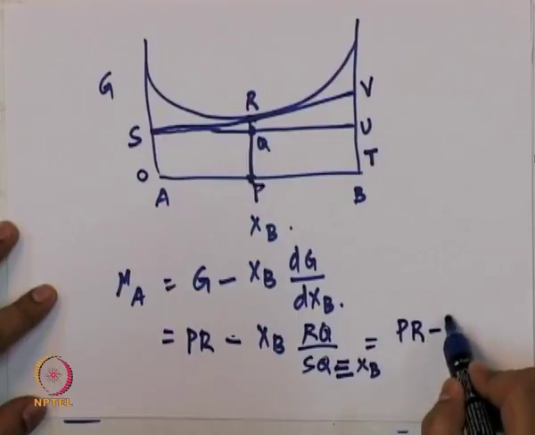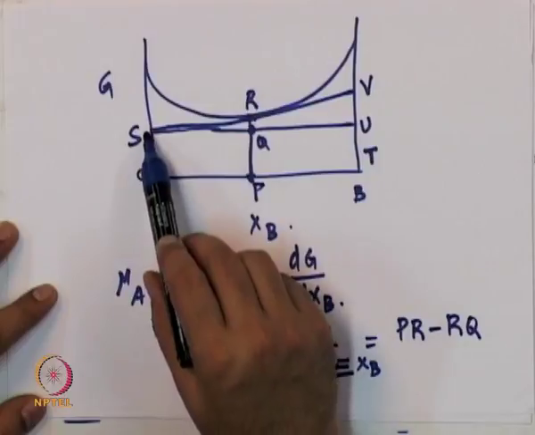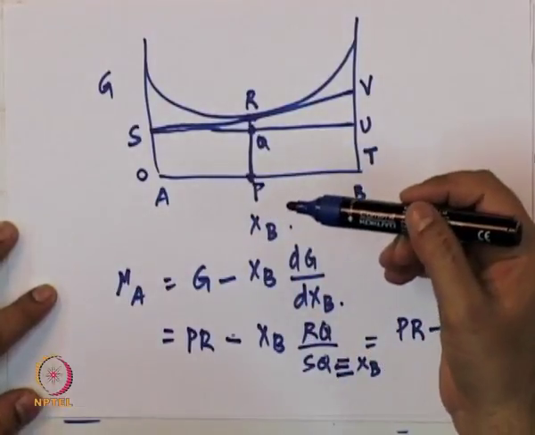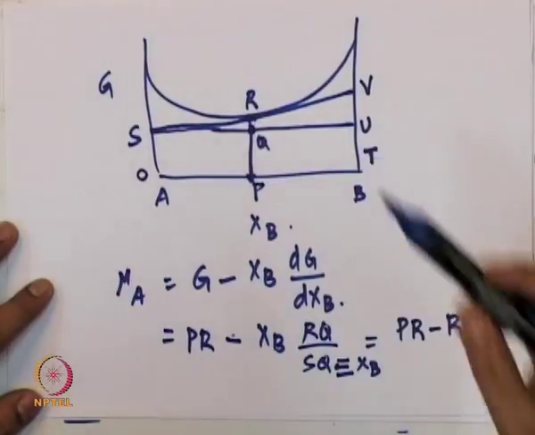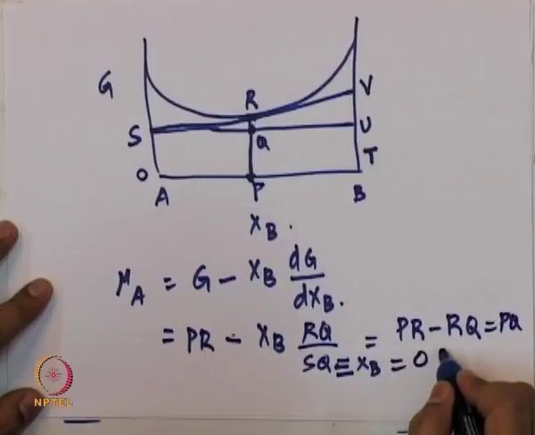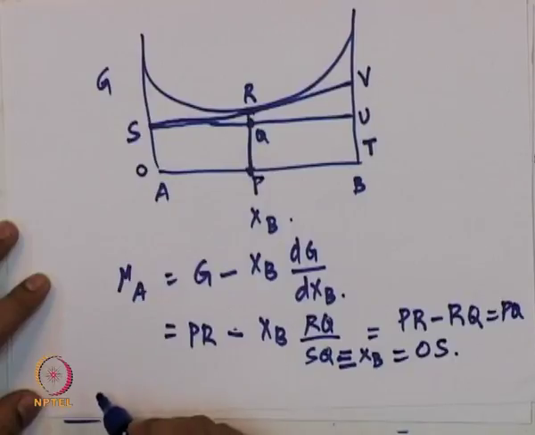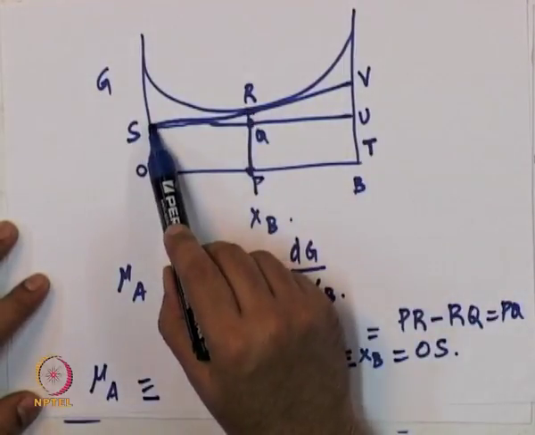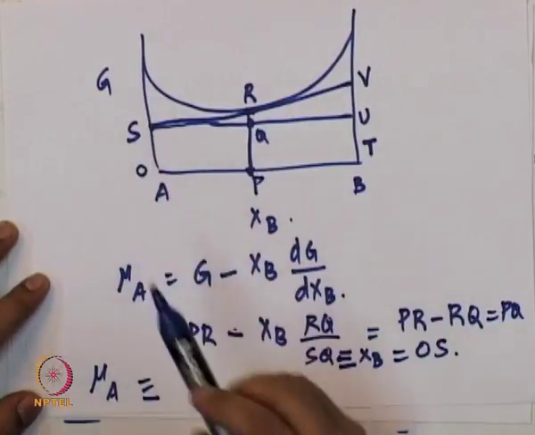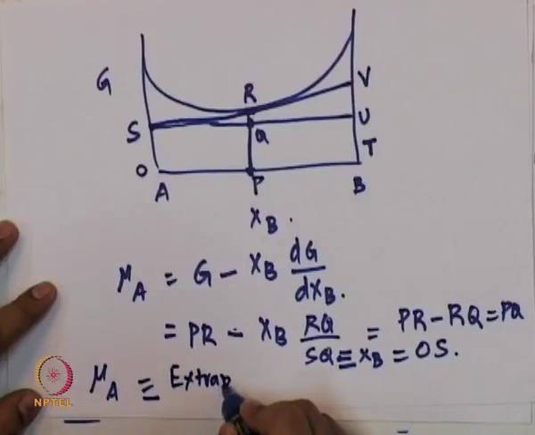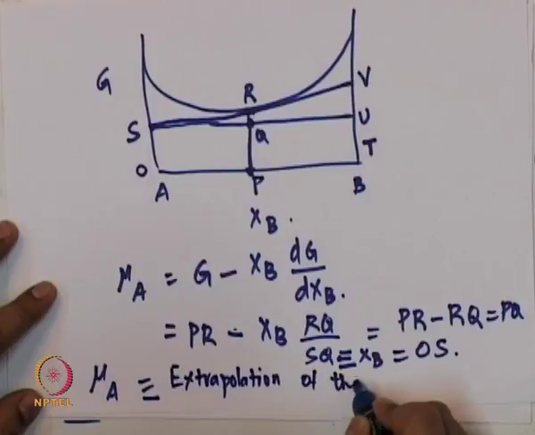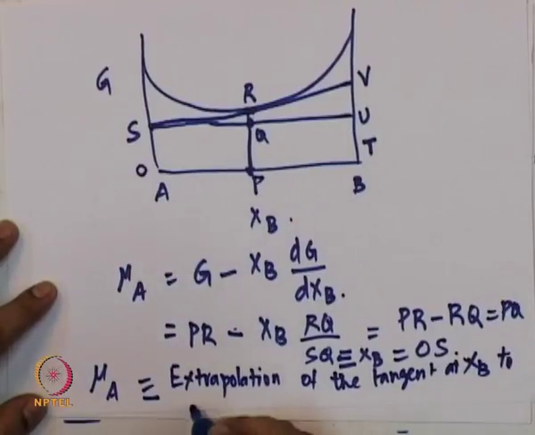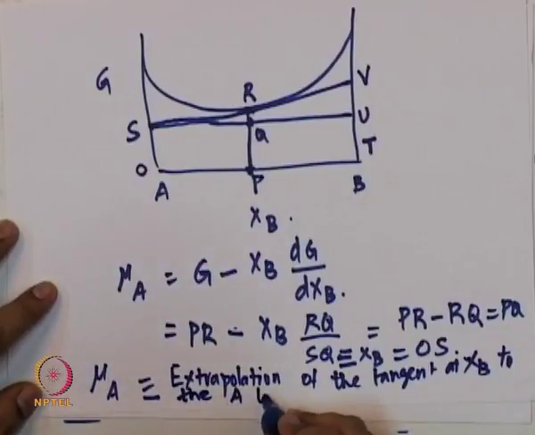So you are going to get P R minus R Q. P R minus R Q is basically P Q, which is nothing but O S. In other words, mu A geometrically is nothing but where the tangent cuts the pure A axis. So it is the extrapolation of the tangent at the x b composition to the A line, right.